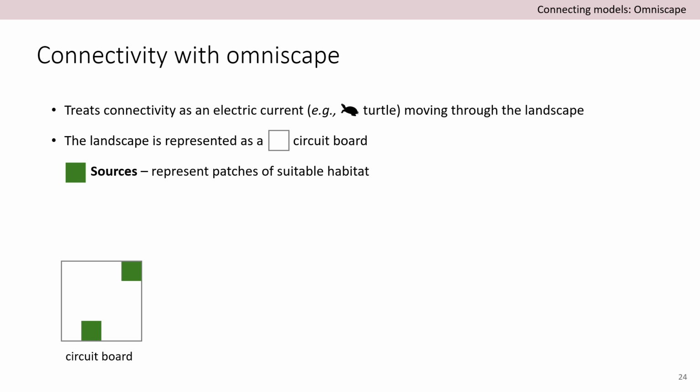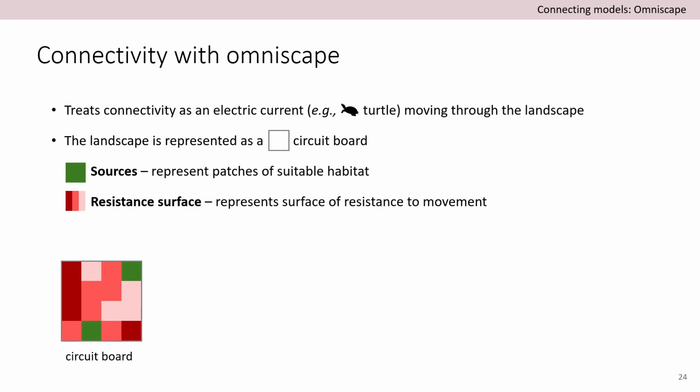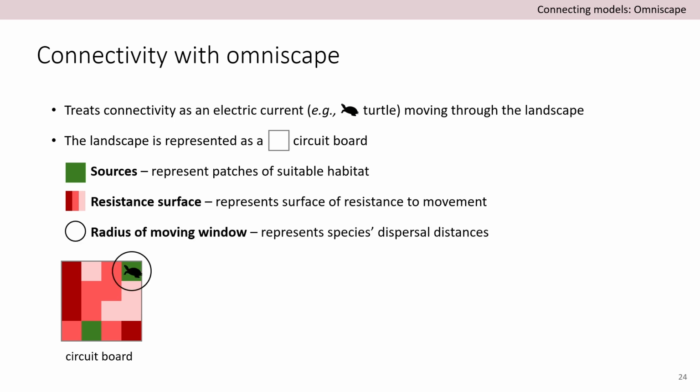two inputs that represent the landscape. So the first one is the sources layer that represents the species' suitable habitat from which it's moving and to which it's moving, and the resistance surface, this surface of resistance to movement, representing how easy it is for the species to move through that landscape. And then the final input is the radius of the moving window, which simply represents the species' dispersal ability.